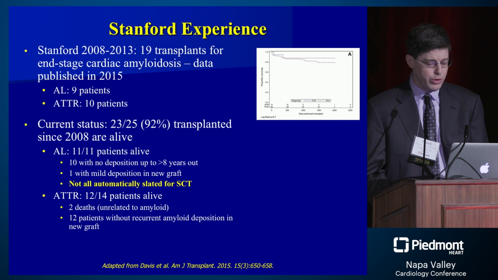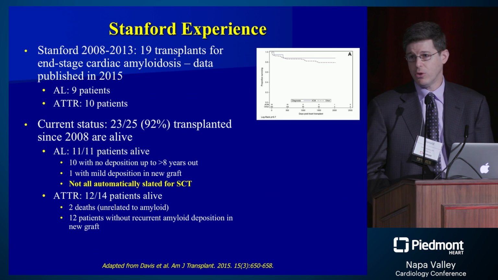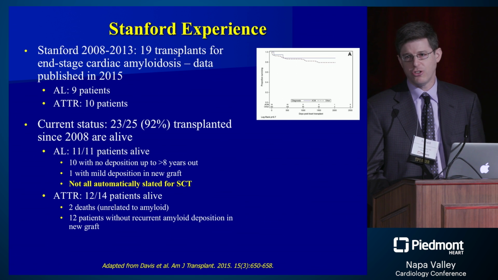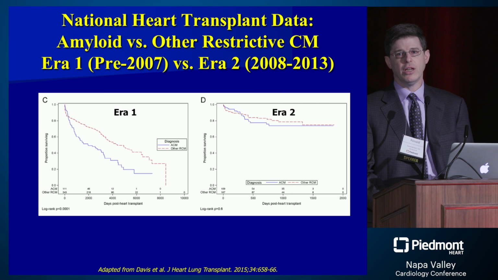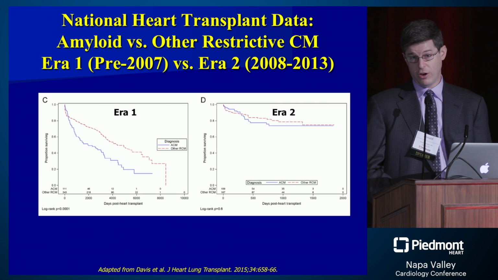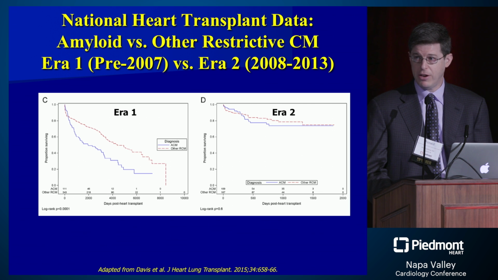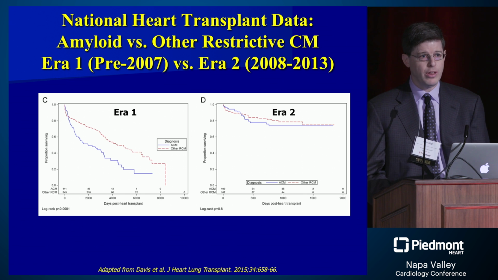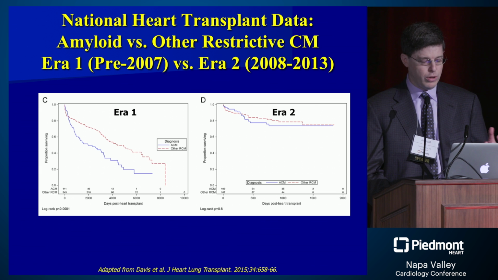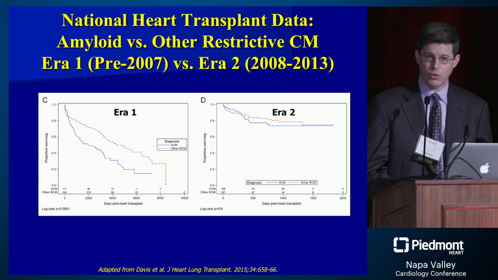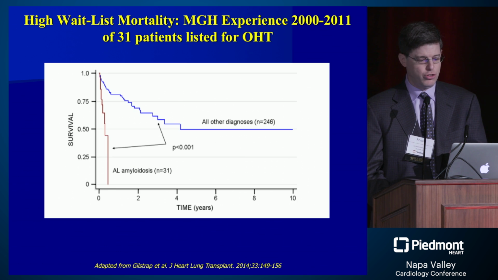Only one patient has had recurrent amyloid in the new graft, and the 2 deaths were infectious deaths early on that had nothing to do with their amyloid. So it does, I would say, have an option if you choose people carefully. We interrogated the UNOS database and looked nationwide at patients being transplanted for amyloid, pre-2007 and post, using 2007 as the cutoff because that's when the new chemotherapy agents came on board. Compared to patients with restrictive cardiomyopathies, the outcomes were much worse in era 1 and basically equivalent in era 2.